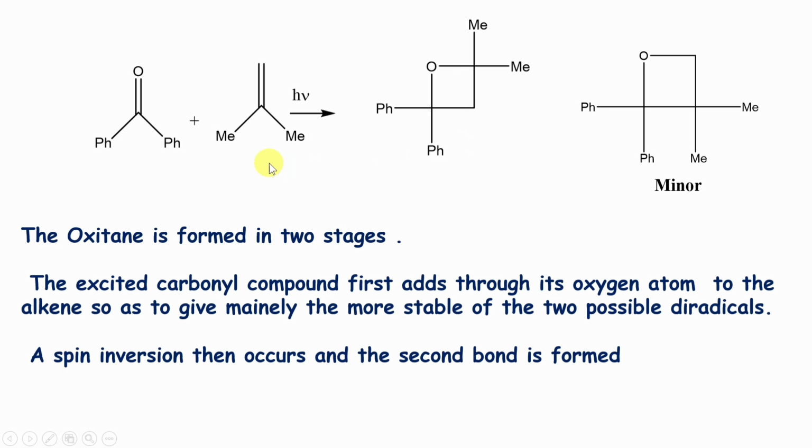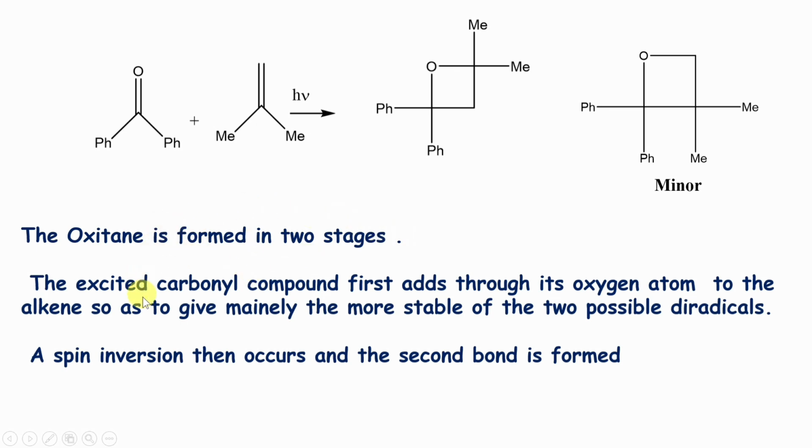Usually the Paterno-Buchi reaction leads to the formation of two isomeric oxetanes. Among the isomeric oxetanes, one is obtained as the major product, while the other is obtained as the minor product. And so two oxetanes are produced. It can be explained on the basis of its mechanism. The oxetane formation takes place in two stages.